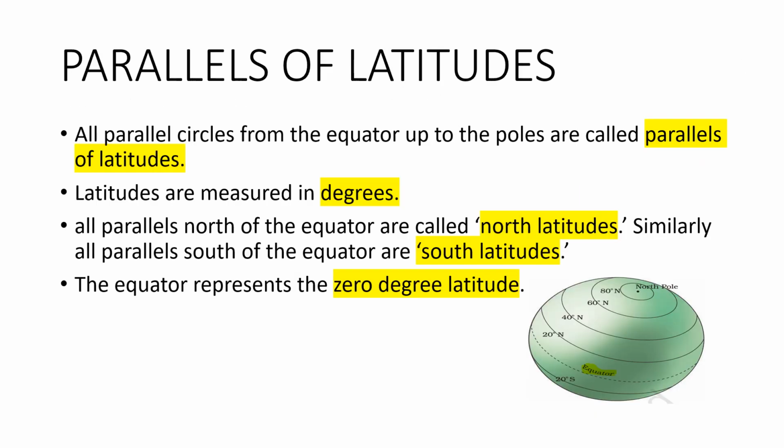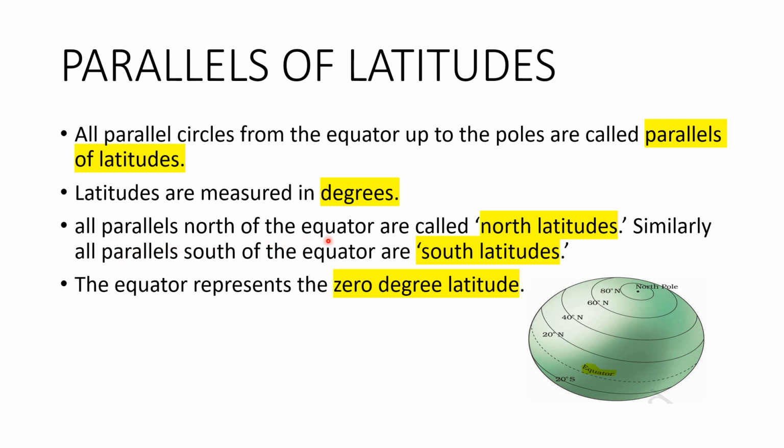So next point we'll move to is parallels of latitude. What is parallels of latitude? All the parallel circles from the equator up to the poles are known as parallels of latitude. So we should remember that latitudes are always measured in degrees.